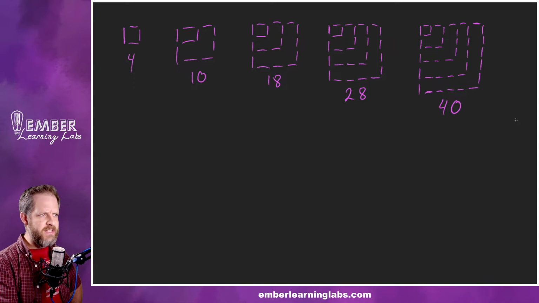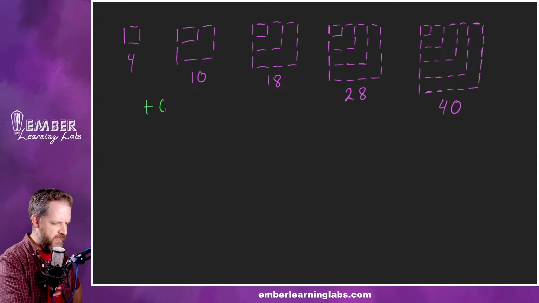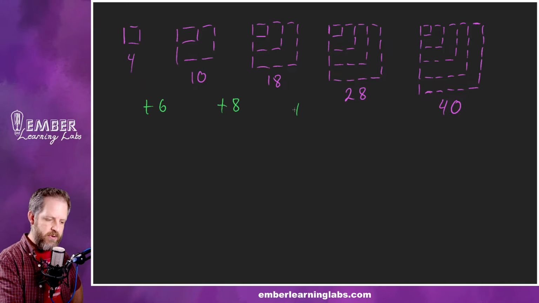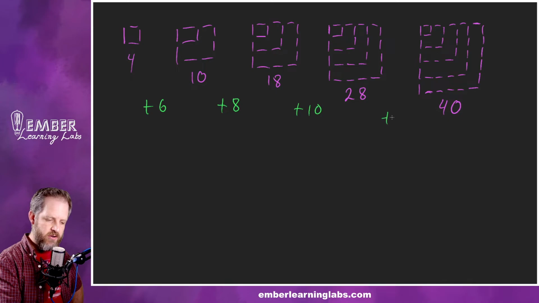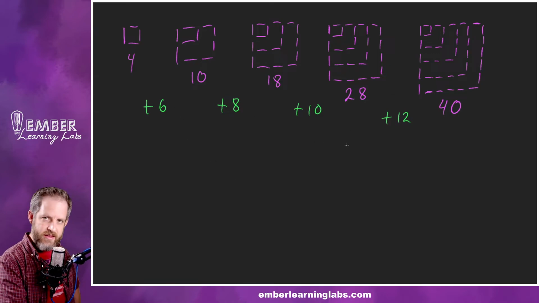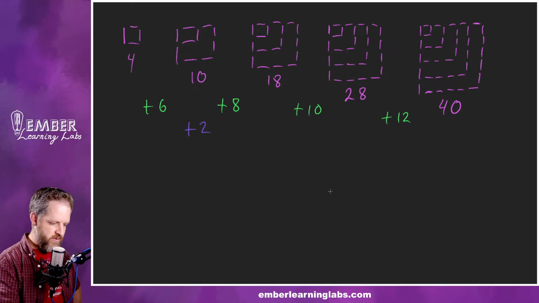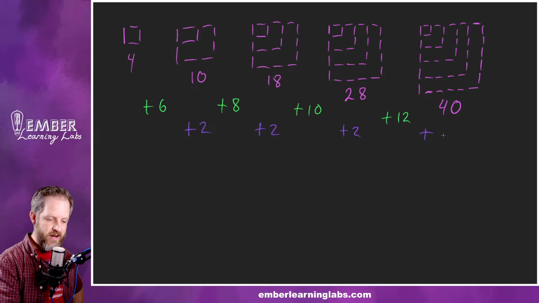So let's see if we can see what's going on. Let's see if we can use a little bit of reasoning to figure out what the trick is going on here. So this one, we added 6 to get to the next one. This one, we added plus 8. This one, we added plus 10. This one, we added plus 12. How many are we going to add to get to the next one, you think? Well, let's go one step further to clarify this and make it concrete for this example. This one's increasing by 2. This one's increasing by 2. This one's increasing by 2. So this one's probably going to increase by 2 as well.